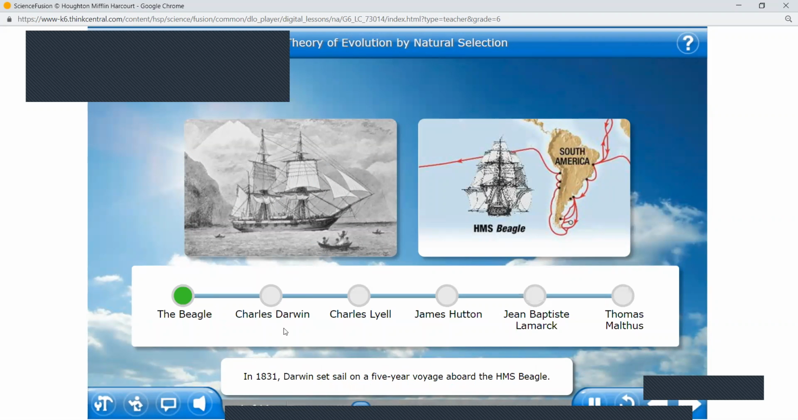In 1831, Darwin set sail on a 5-year voyage aboard the HMS Beagle. He served as the ship's naturalist and during the trip made many observations of the animals and plants he came across. He found fossils of sea animals high in the Andes Mountains and identified new species on the Galapagos Islands.